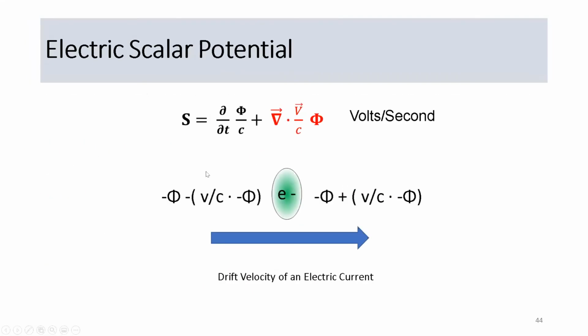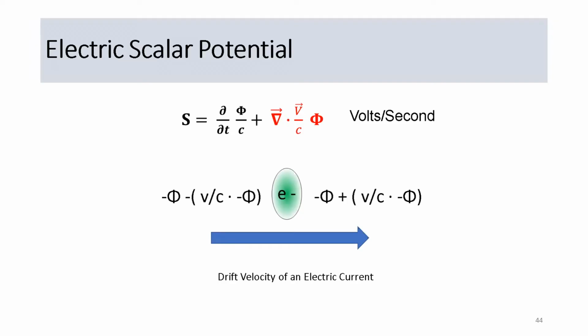Okay, so now we get to our scalar electric potential equation. So what does it mean? I'm only going to deal with the first term. The second term is a whole other subject. But the first term here basically says it's going to add to the electric field of a charge that's approaching you, like an electron flowing down through a wire. And it's going to subtract from the electric field of the electron that's moving past you, so it's moving away from you.